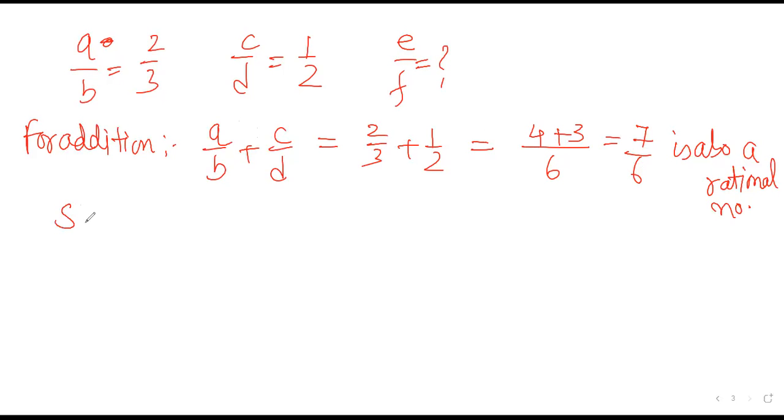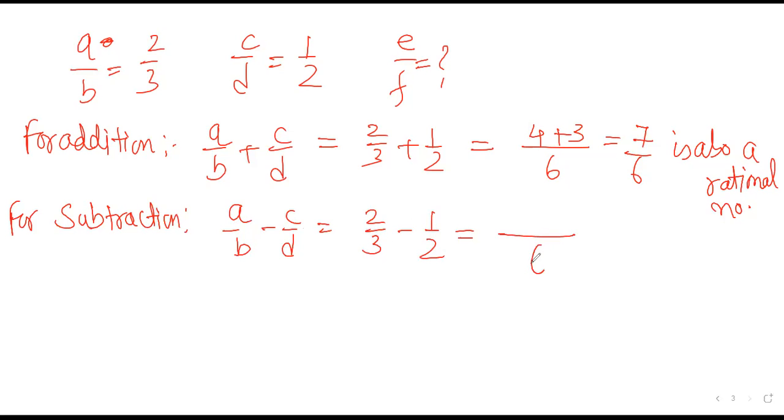For subtraction, you will solve similarly. A upon b minus c upon d, that gives us 2 by 3 minus 1 upon 2. The LCM will be the same, but only the sign will change. The 4 minus 3, rest of the thing will be the same. So that is 1 upon 6. It's also a rational number, right?